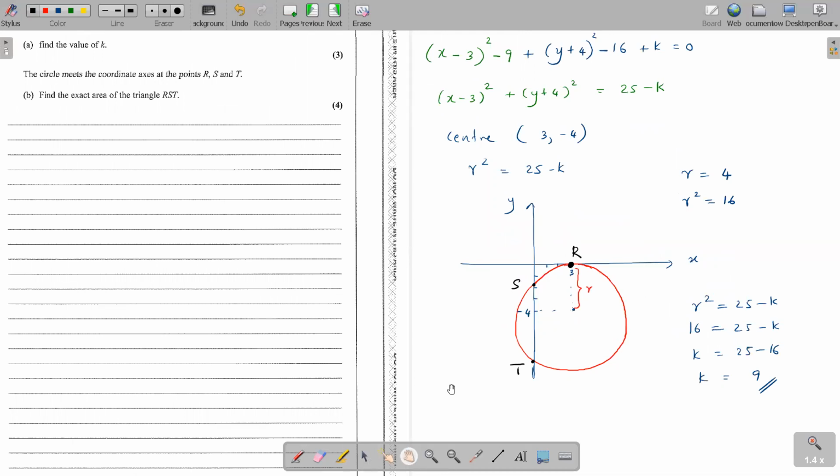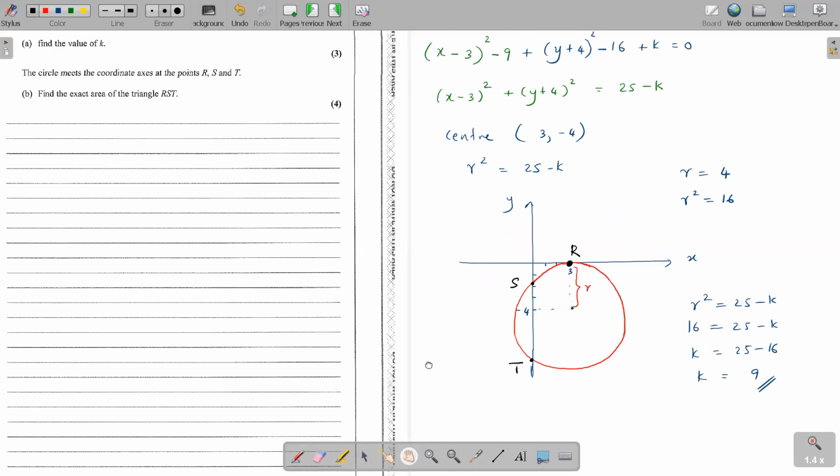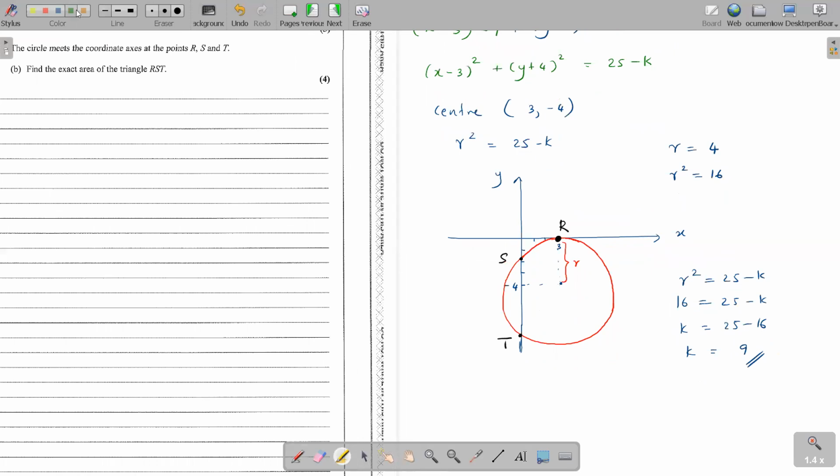So I now need to find the exact area of the triangle RST. So this triangle, isn't it? I need to get the area of this particular triangle. So let's get it done. The R coordinate, we all know it's (3, 0), right? R is (3, 0) because this was directly 3.